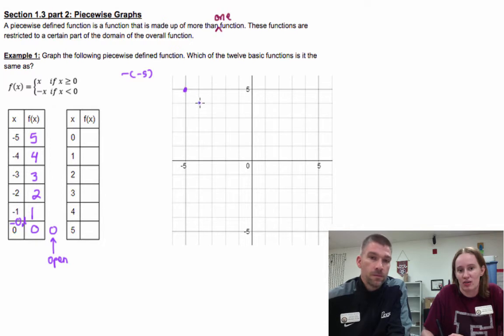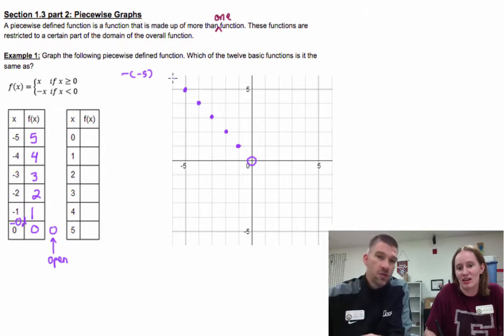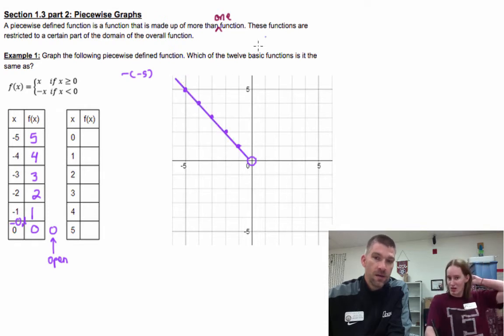Okay, so got this little situation going. Keep going. Open circle. Calm down. It's okay. And I want to draw a straight line. Okay, you ready for this? There we go.